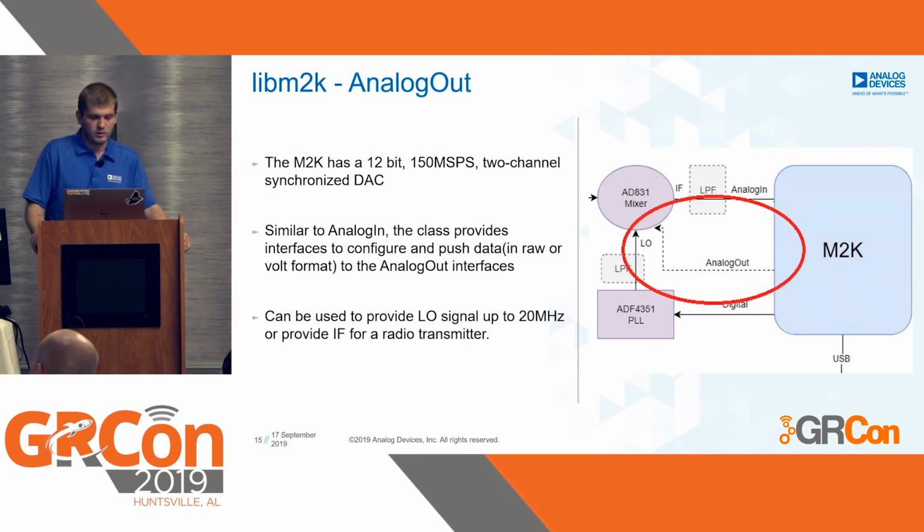The analog output is the interface to the M2K's 150 megasamples per second 2-channel synchronized DAC. Similarly to the analog input, it provides easy-to-use methods to push the data to the DAC, convert data from raw to volts, and different other configuration options. It can be used to provide an LO signal for up to 20 megahertz, and also if you want to build a radio transmitter, it can provide an intermediate frequency.